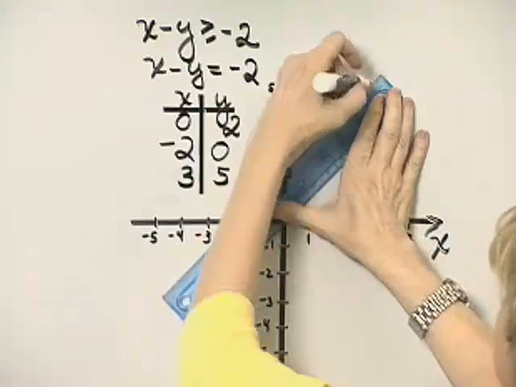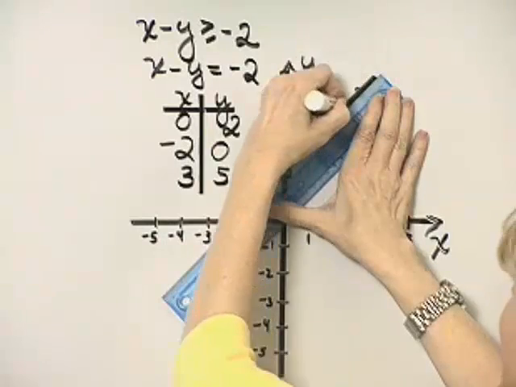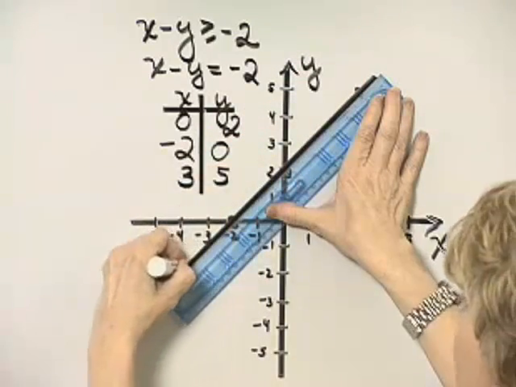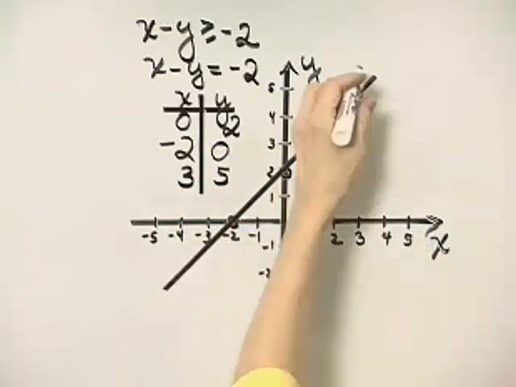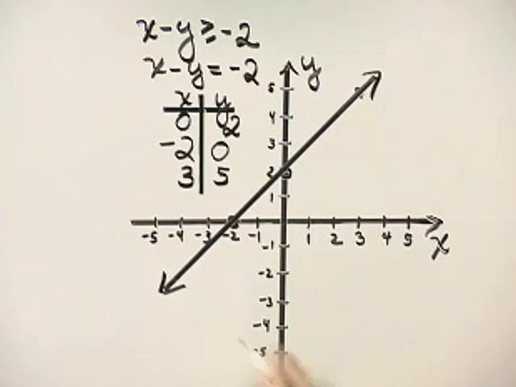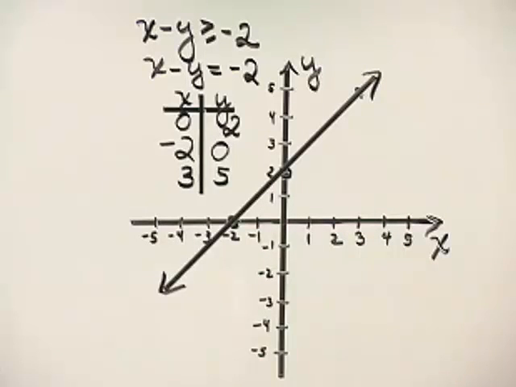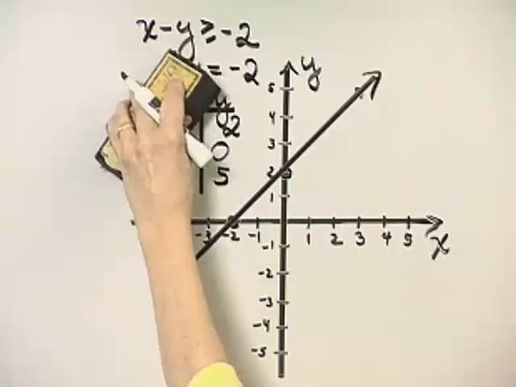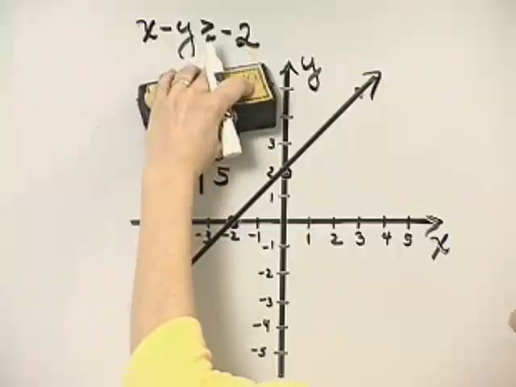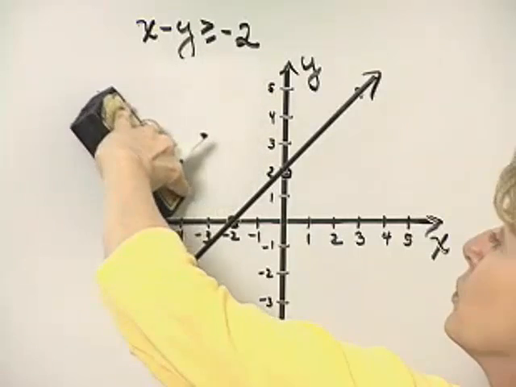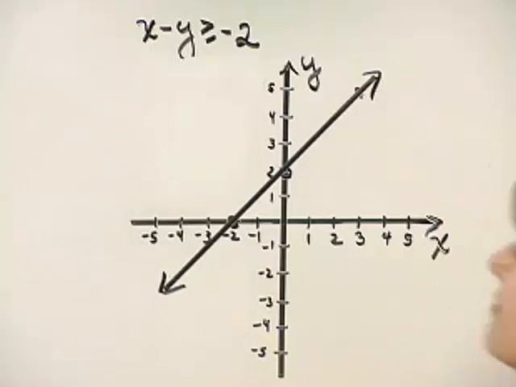We choose a test point not on the boundary line. Okay, there's my boundary line. Now we're going to shade one side of the boundary line or the other, and to decide what side, we go back to our inequality. We are through with that equation.